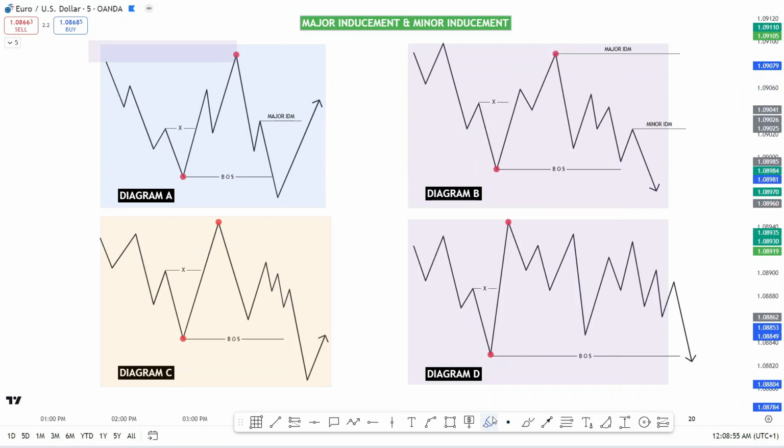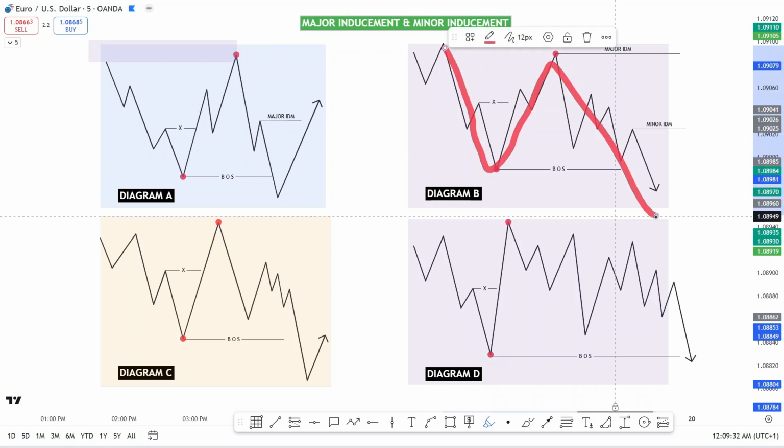Let me show you why this is a minor inducement. You see all of these structures, everything here, they formed inside this range, the range between this low and this high. So everything we see inside, it doesn't matter the length, doesn't matter the size of the candle, everything is internal structure. So which means, what exactly do we have here? This is what we have, like this. Do you understand? Let's pull this out.